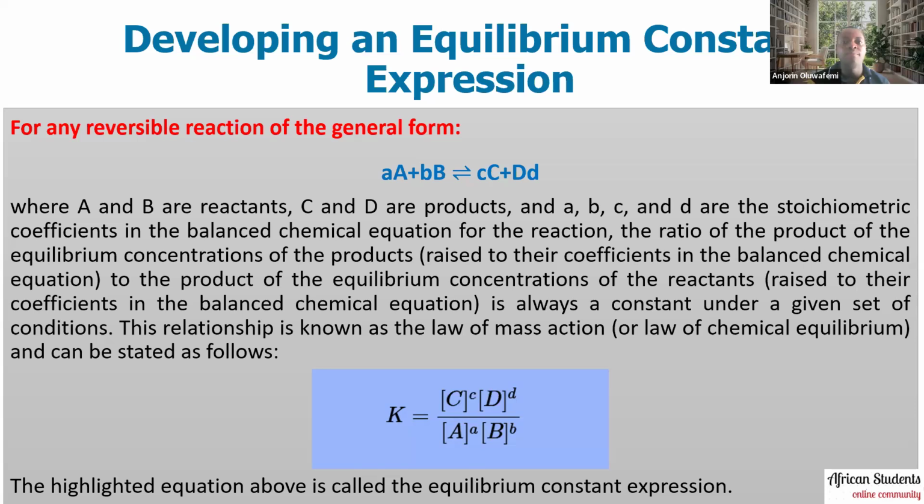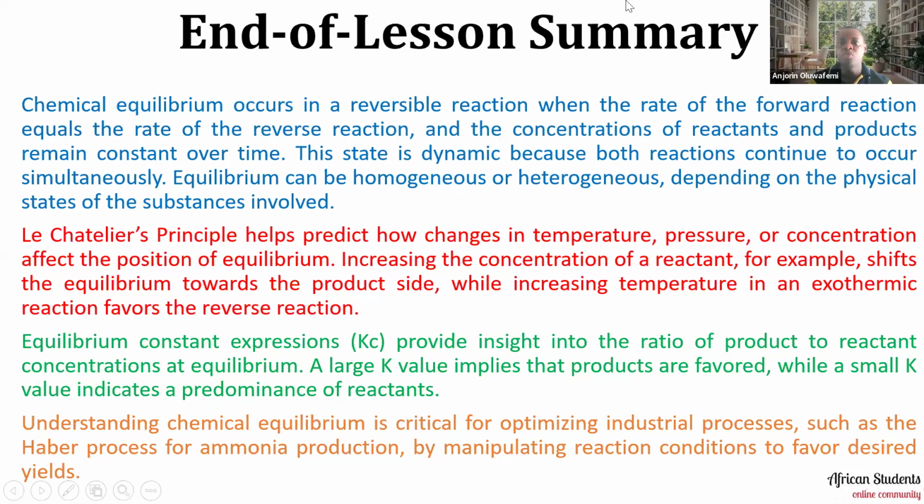So let's quickly summarize this lesson. We've talked about equilibrium, chemical equilibrium, and how it occurs in reversible reactions. We have looked at dynamic equilibrium. We've stated what Le Chatelier's principle is, and we've talked about the factors that affect chemical equilibrium. And we've also touched on the equilibrium constant expression.